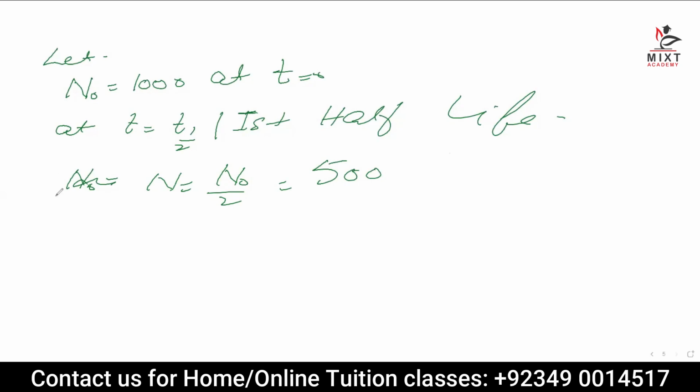And at the second half-life... Sir, what's N naught? I didn't understand N naught over 2. N naught means the initial number of nucleons. Our initial is 1000, so 1000 divided by 2 is the number of undecayed nucleons after the first half-life.